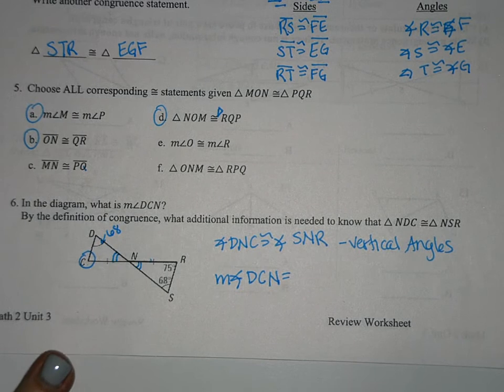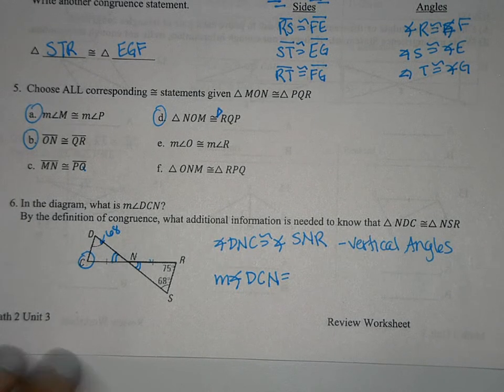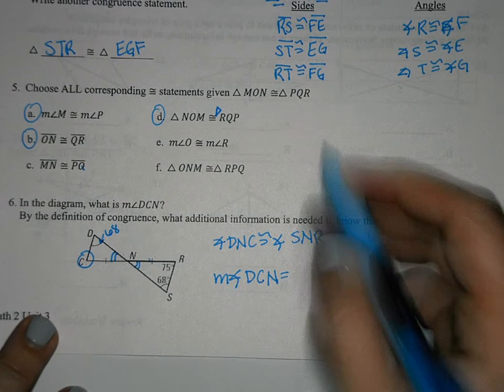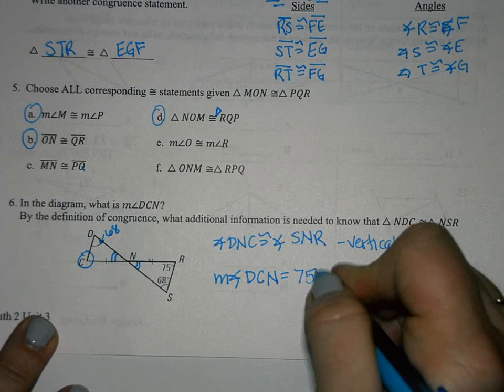What would that missing angle be now that we know for sure they're congruent? 75, because now we know C and R have to go together, so it would have to equal 75 degrees.